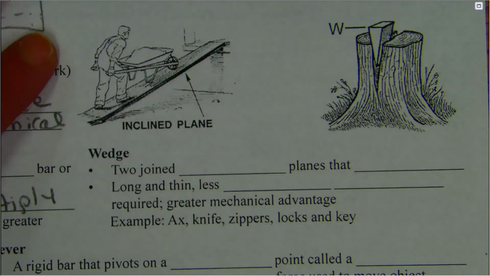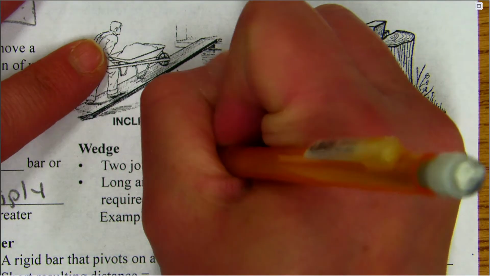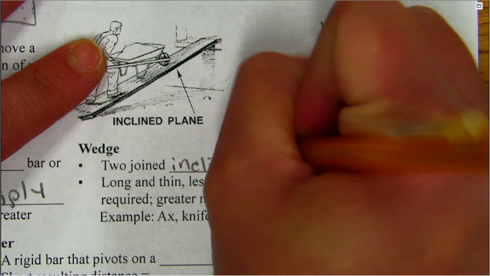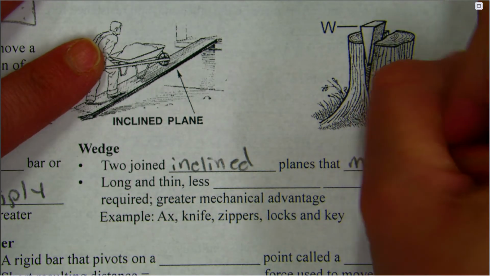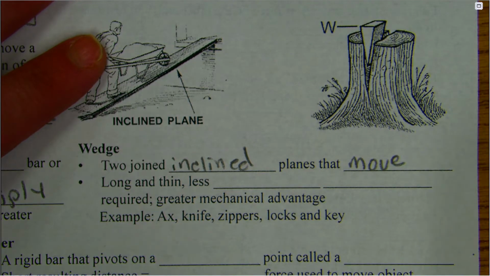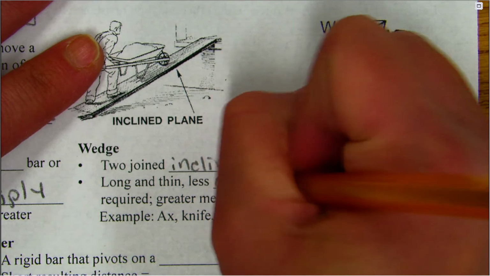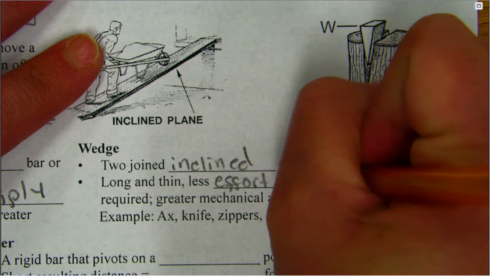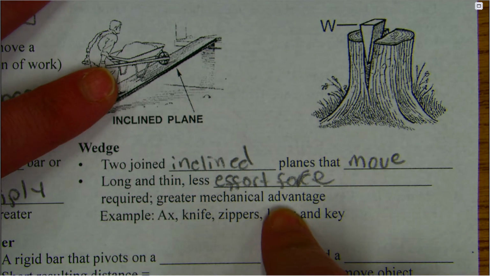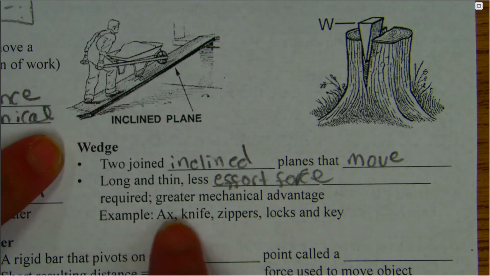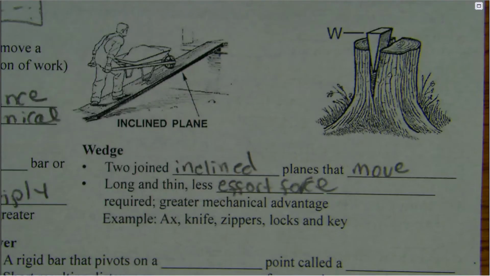A wedge. A wedge is two inclined planes joined together that move. If it is long and thin, it needs less effort force and has a greater advantage. Some examples of a wedge would be an axe, a knife, zippers, and even locks and keys.